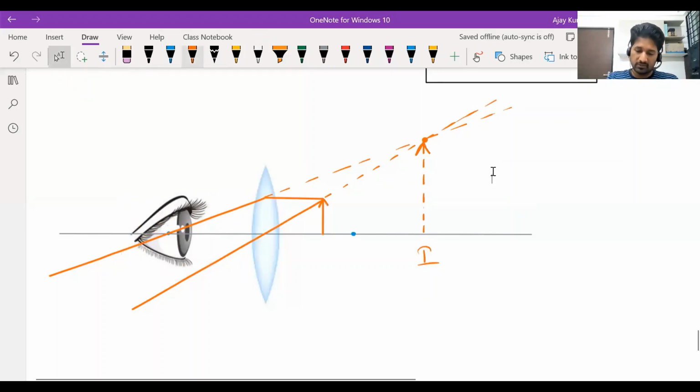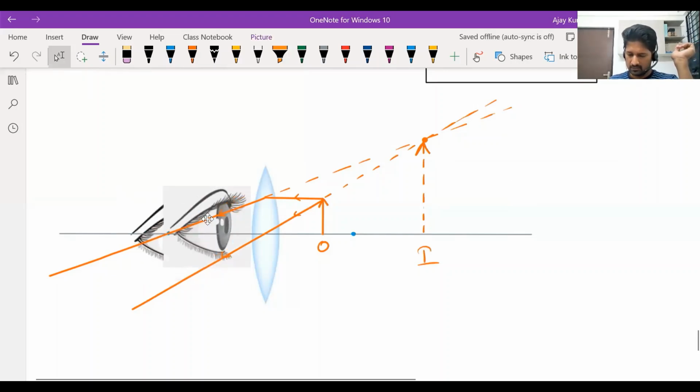Your eye won't be able to see the object at all because light is not directly coming from that position into your eye. Okay, fine. Now to be able to clearly see this image, the image must be at least at a distance of near point distance. Okay, at least at capital D.